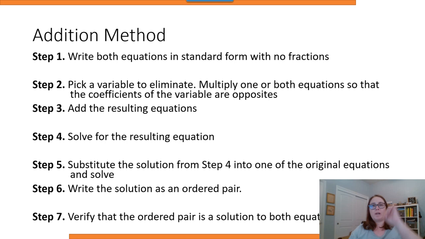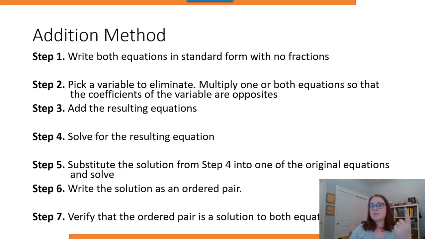So if there's a 2x in one equation, I want a negative 2x in the other equation so that when I add them, I end up with no x's. So I can force this to happen, if it's not going to happen naturally, by multiplying one or both equations by some coefficient so that when I add them, they will cancel like that. Once I've done that to one or both equations, I add the equations together and I will end up with an equation with just one variable.